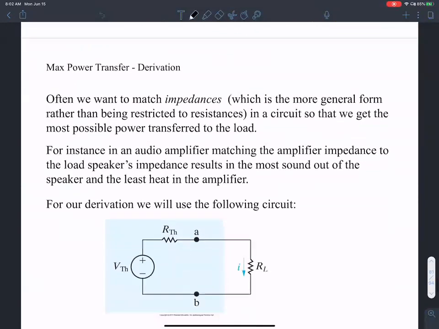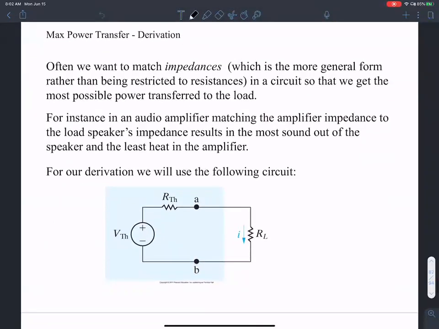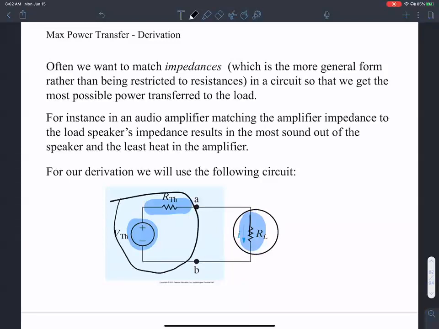Okay, so the idea of maximum power transfer is, let's say this is my load here. Okay, and I'm supplying power to the load using a voltage source. The voltage source itself has some kind of equivalent resistance, source resistance, or I'm supplying power to this resistance through some black box.